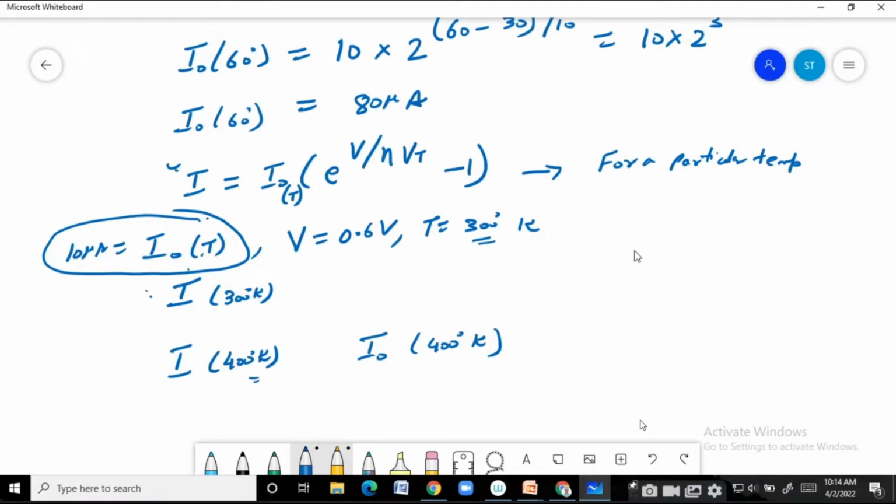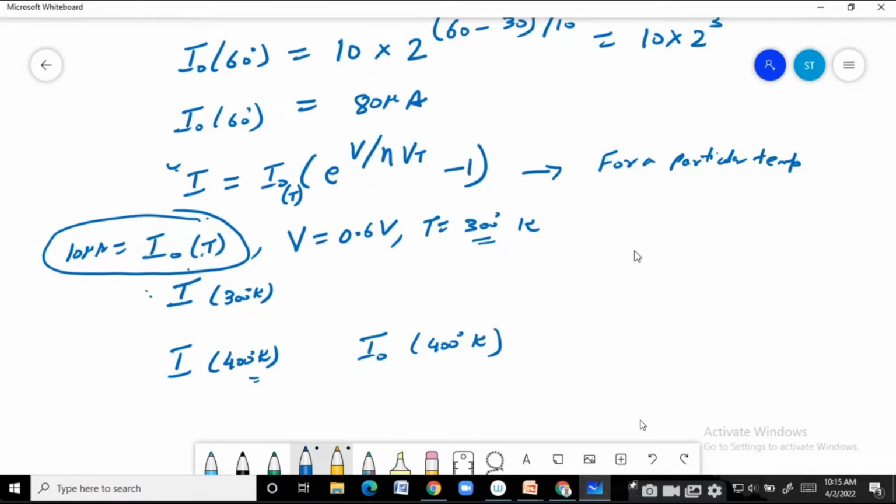So in that case, this I naught is not going to be valid. The I naught at 300 degree Kelvin is not going to be valid because it will give you a wrong answer. Because if I naught is changing with temperature, then obviously your I, the diode current, is also going to change.